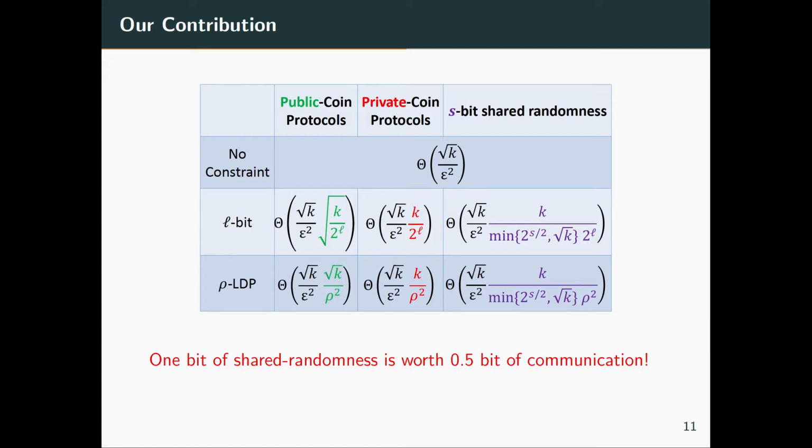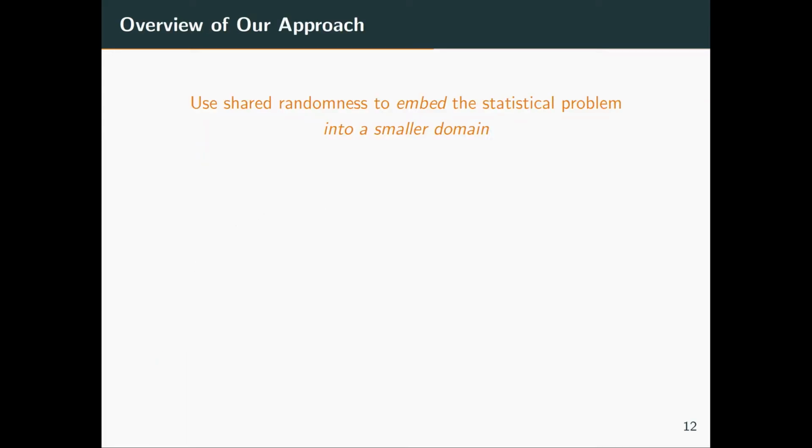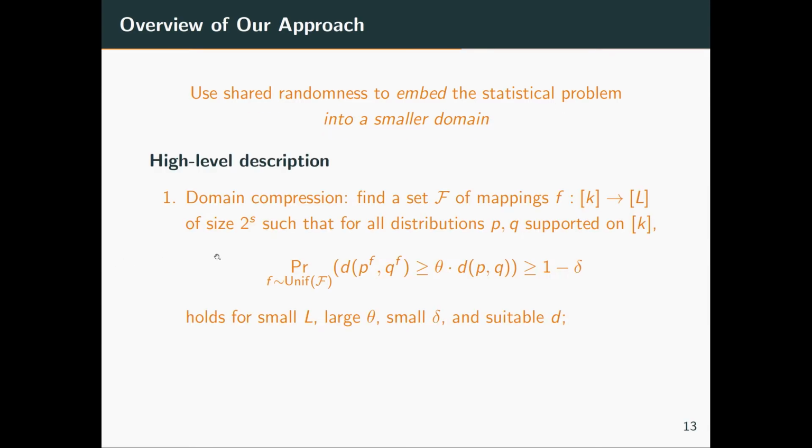From these bounds, you can see that the larger the domain, the more samples we need to achieve the same performance. So the high-level idea of our approach is to use shared randomness to embed the problem into a smaller domain, and hopefully this can reduce the sample complexity of the problem. More specifically, we introduce the following domain compression primitive, which gives a set of mappings that map an element from the domain K into a new domain of size L. It satisfies the following property.